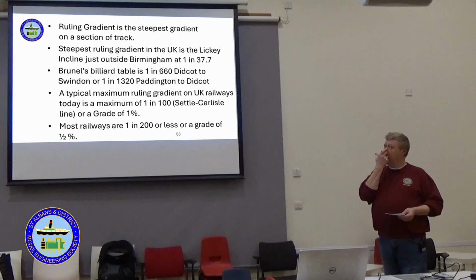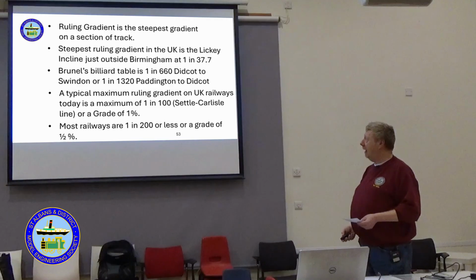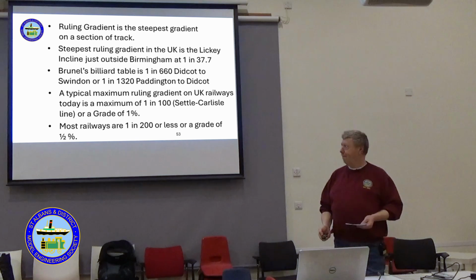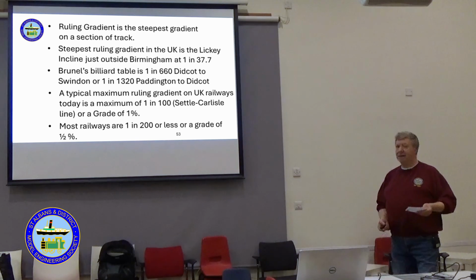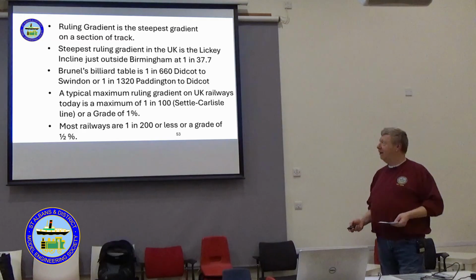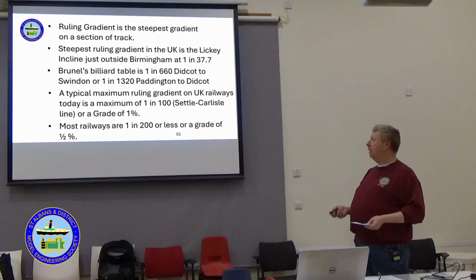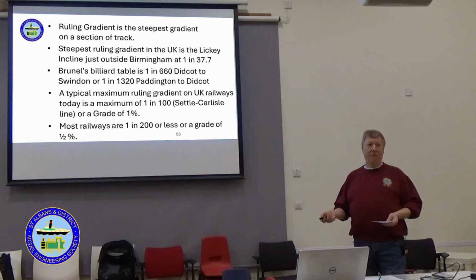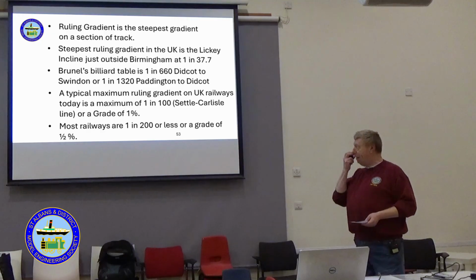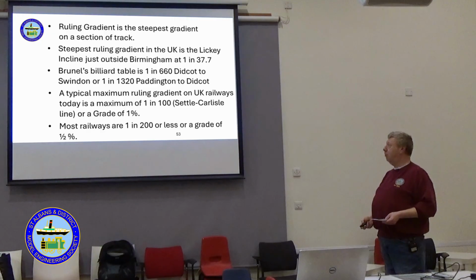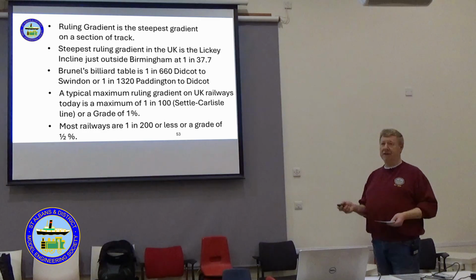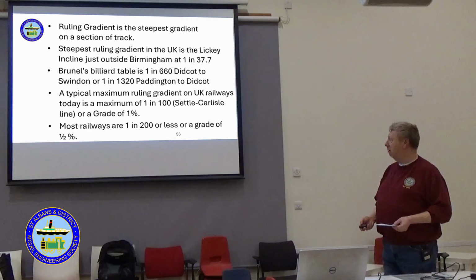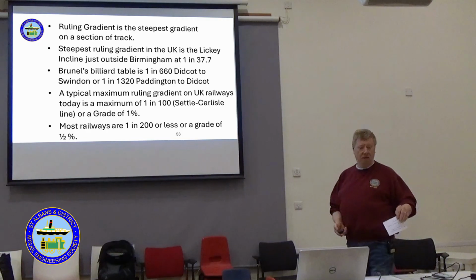The steepest one of those in the UK is the Lickey Incline, just outside Birmingham, which is at 1 in 37.7. To contrast that, we've got Brunel's billiard table. Between Didcot and Swindon is 1 in 660, and between Paddington and Didcot is 1 in 1,320. That's why it's called a billiard table. Typically, maximum ruling gradient in the UK is 1 in 100. That's the Settle-Carlisle line. People know that one. Most railways are now 1 in 200 or less.